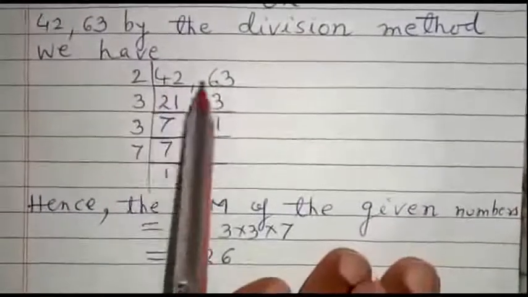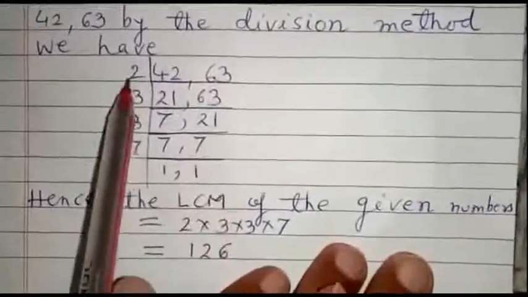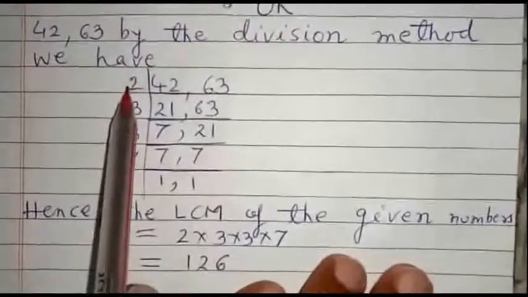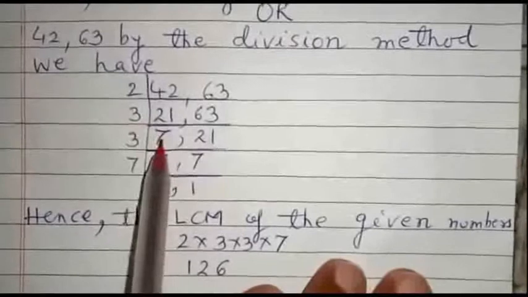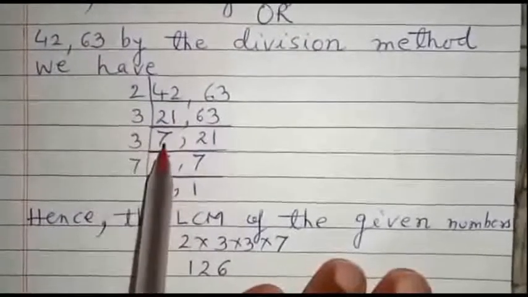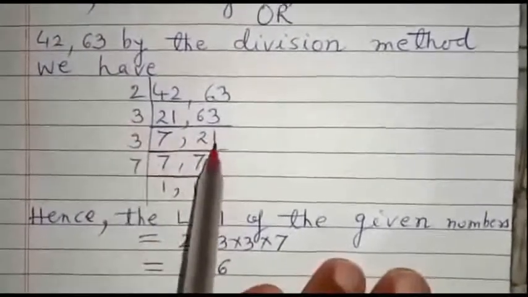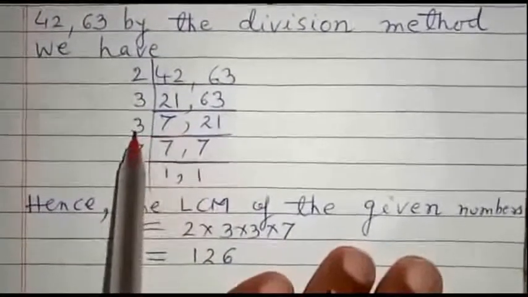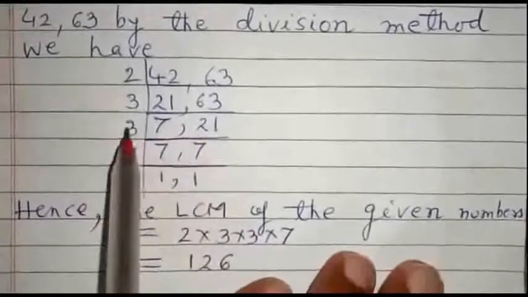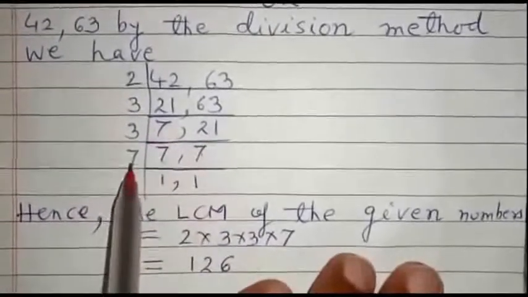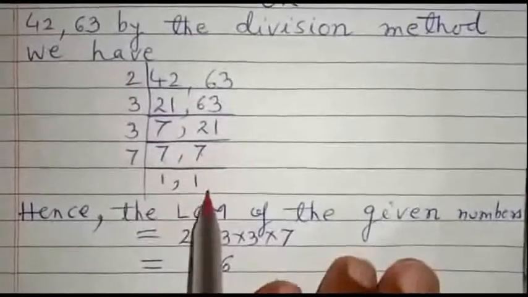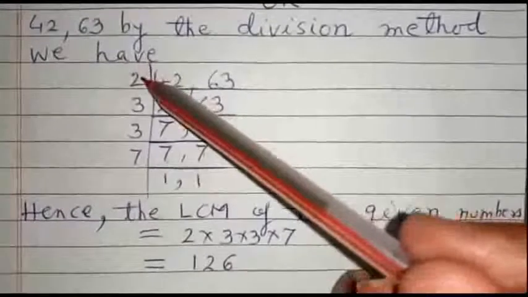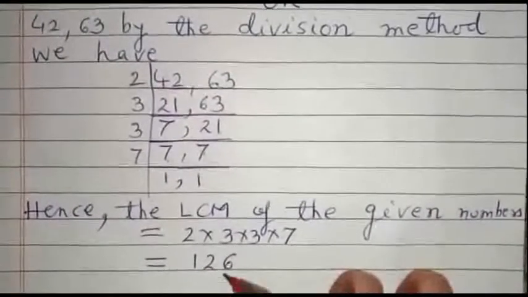Now we will take both the numbers 42, 63 divided by 2 we will get 21, and we write 63. Why? Because 63 is not divided by 2. Now again we will divide it by 3. So 21 will be divided by 3, we will get 7, 63 will be divided by 3, we will get 21. Now again we will divide by 3, 7 will not be divided by 3, so we will write 7, 21 will be divided by 3, we will get 7. Now we choose 7, 7 ones are 7, 7 ones are 7, remainder will be 1, 1. Hence the LCM of the given numbers is equal to 2 into 3 into 3 into 7 is equal to 126.